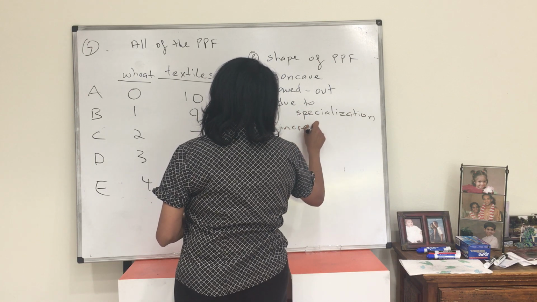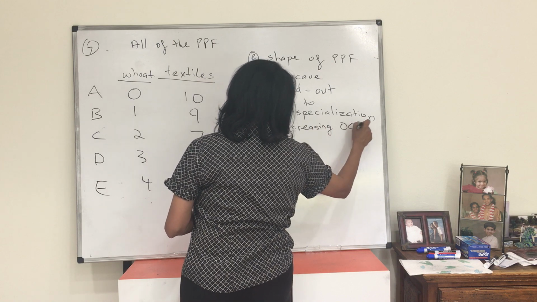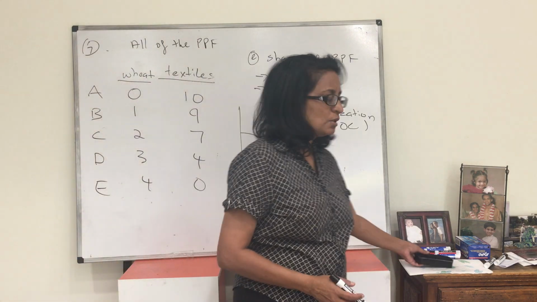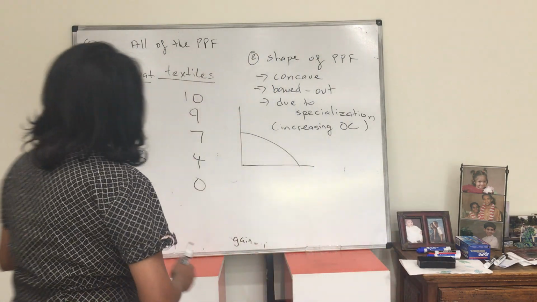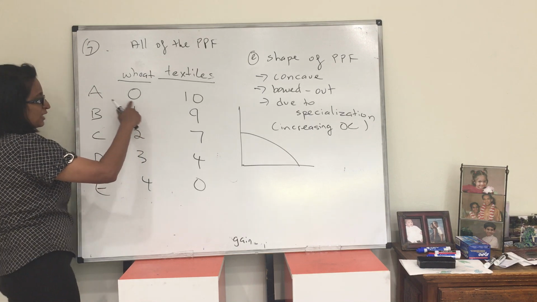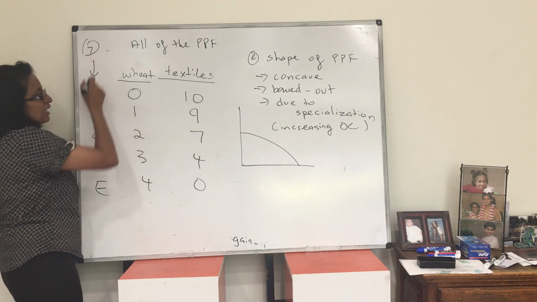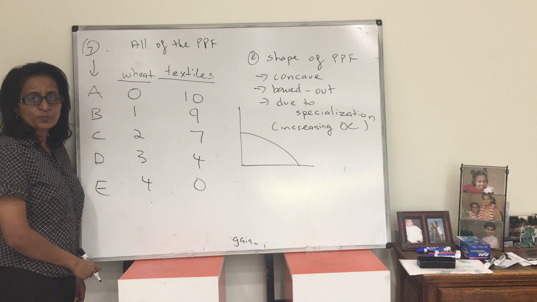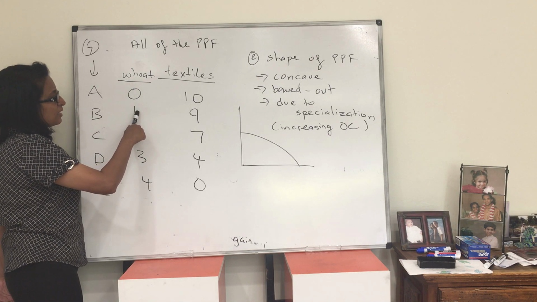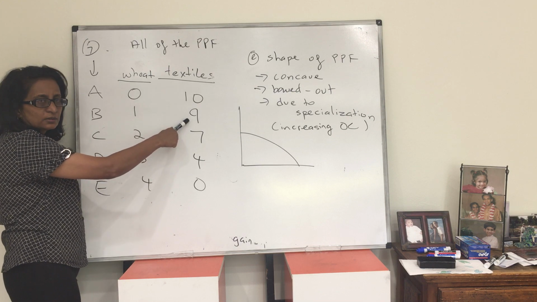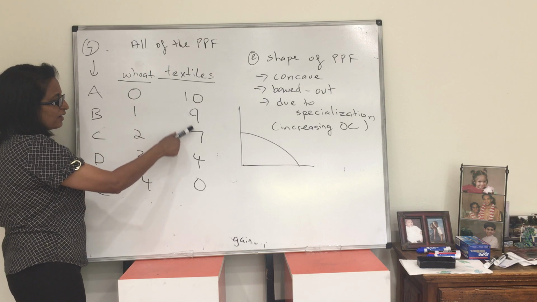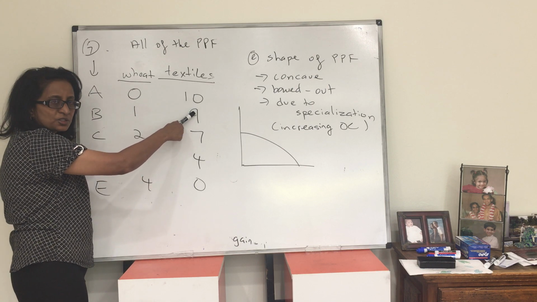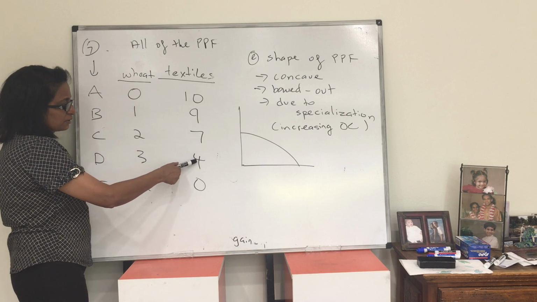And how do you know? Because of the increasing opportunity costs. In other words, the concept is like this. Let's do it in this direction, where we are going from A to E. And it works in the other direction as well, because you're now doing the opportunity cost per unit. When you go from A to B, you gain 1, you give up 1. B to C, you gain 1, you give up 2. Gain 1, give up 3. So here the opportunity cost is 1, then 2 textile, then 3, then 4.